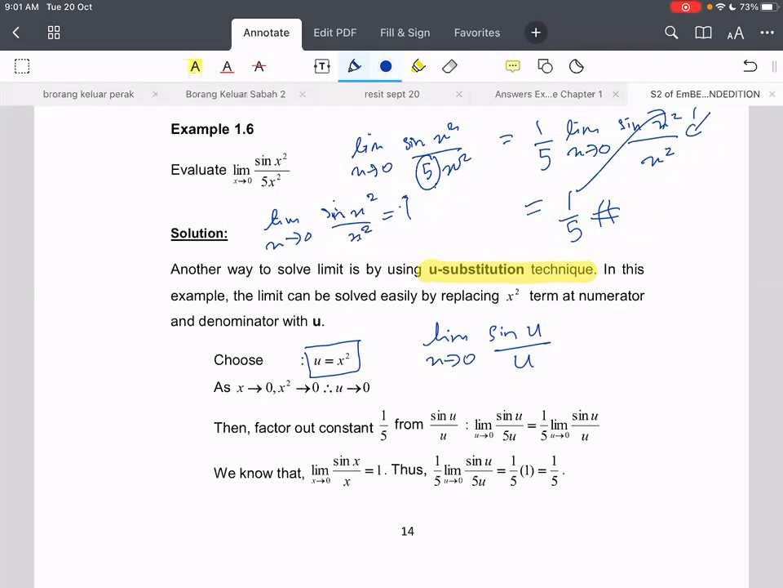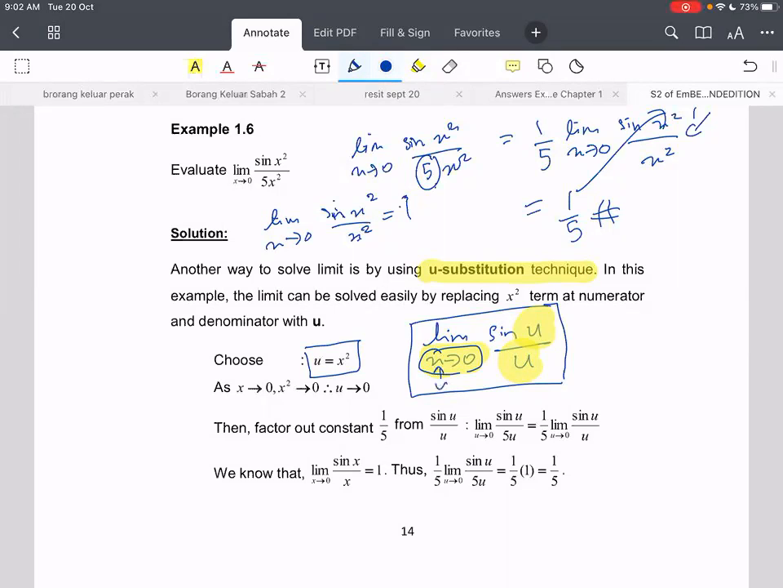Is there any mistake in the way I wrote this down? Can anyone point it out? Constant? Come again? u to 0. Okay, correct. We still have x equals 0, but our variable here is no longer x. We already converted it into u. So it means you need to change it. Change the x equals 0 to become u as well.